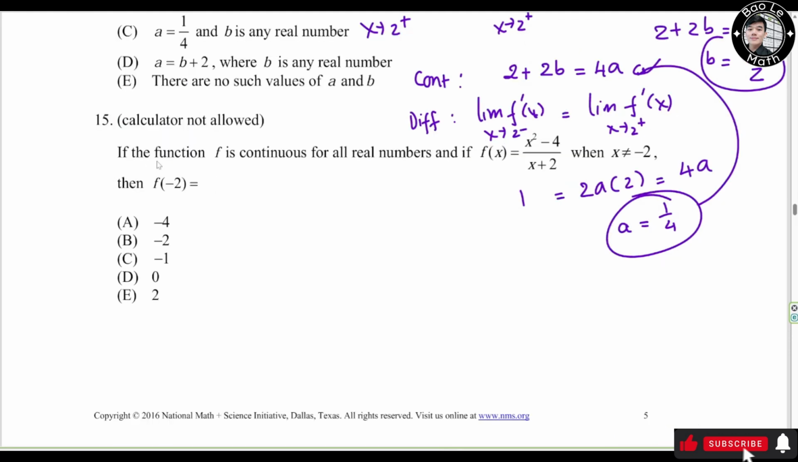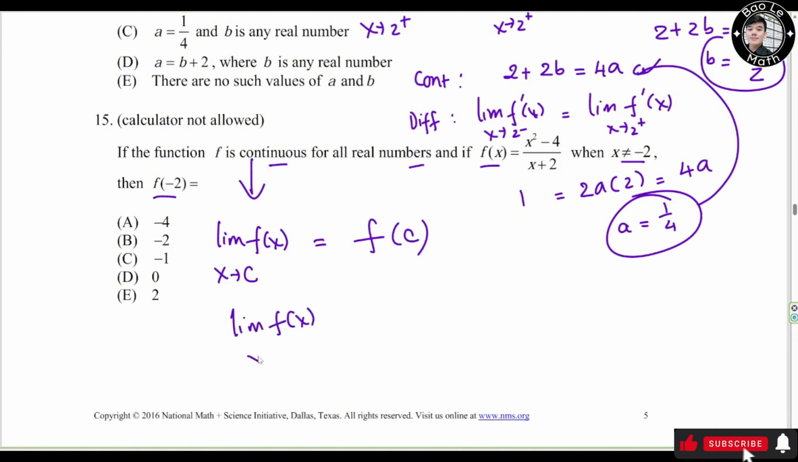Now question 15. If the function f is continuous for all real numbers, and if f of s equals this one when s is not equal to 2, then f of negative 2 equals what? Now remember, if the function f of s is continuous, then the limit of the function f of s when s approaches c must be equal to f of c, right? Now we need to find the limit of this one. So the limit of f of s when s approaches negative 2 equals the limit of s squared minus 4 over s plus 2 when s approaches negative 2, right?